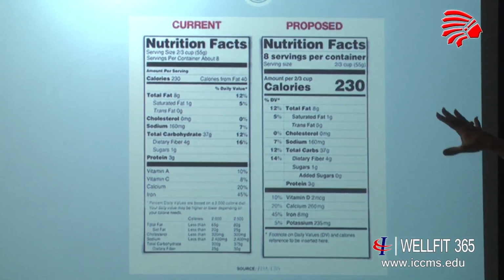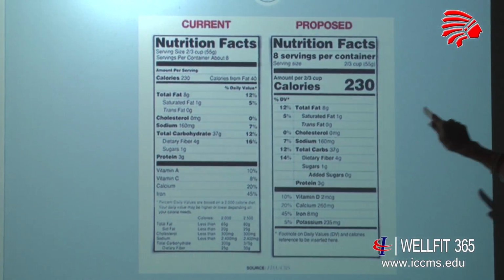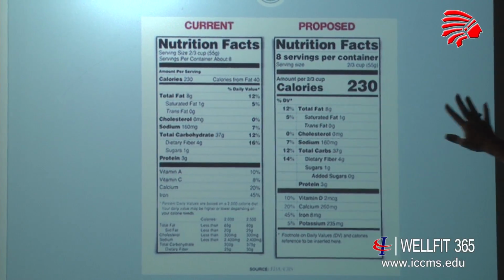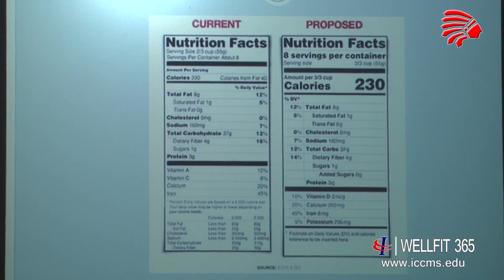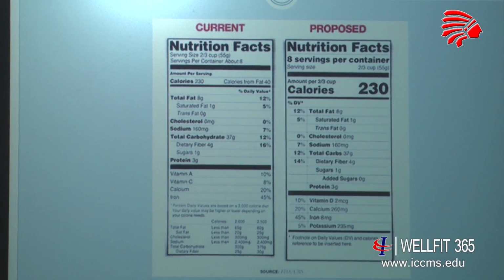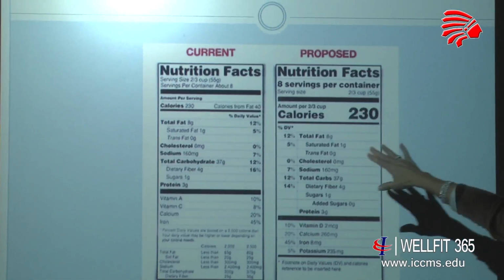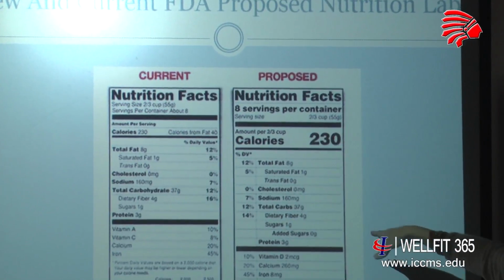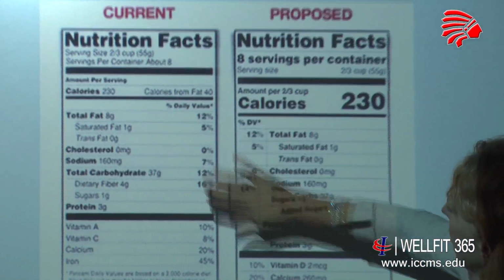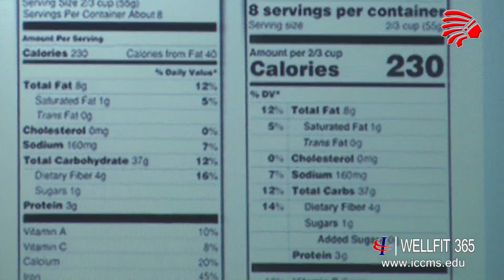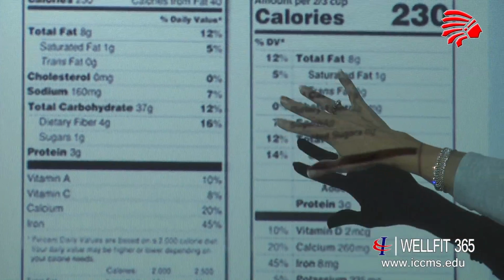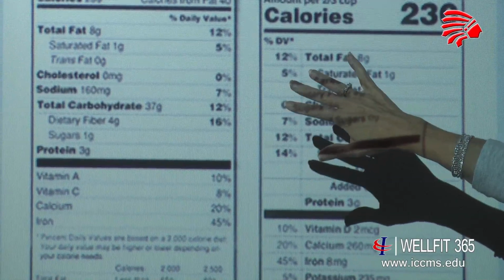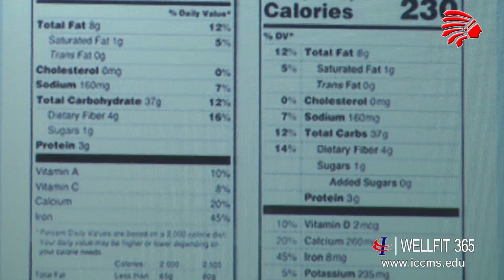If you notice on the current one, everything's real small written down there. But on the new one, the servings per container is in bold print and bigger, and the calories are really big. And then also the percent daily value, they put on the left side instead of the right, because there are so many numbers in here, so they put it on the left. And then also the added sugars. We don't have added sugars on our current food label, but then we'll start adding it to this one.